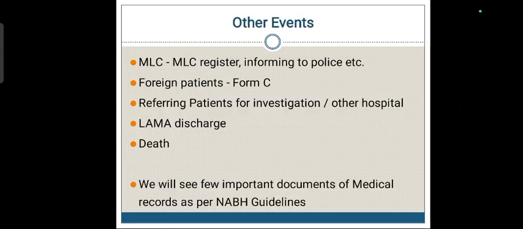Other than these, there are few other events like MLC. In that case, MLC register, informing to police. These are few procedures. In case of foreign patients, Form C is required, which should be filled. In case of referring a patient for investigation or to other hospital, doctor should write clearly all the details. Also, in case of LAMA discharge and in death.